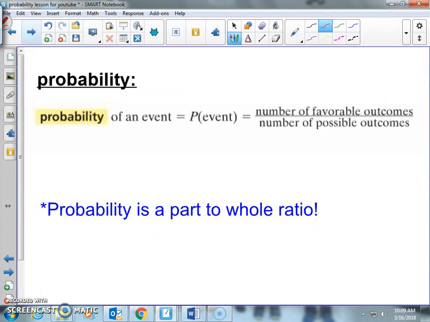Probability. If we're trying to figure out probability of some event, okay, we set it up as a ratio, a part to whole ratio. The number of favorable outcomes, that means the number of ways to get what I want, is always the top number. The bottom number is the total things that could happen. And to write probability, they always use this capital italics P. And then the event you're looking for goes in parentheses. So let's pretend I was rolling a die, and I was looking for the probability of a 1. Well, on a normal die, number of favorable outcomes, there's only one way to get a 1. Possible outcomes, there are 6 possible things. So the probability of rolling a 1 is 1 out of 6.